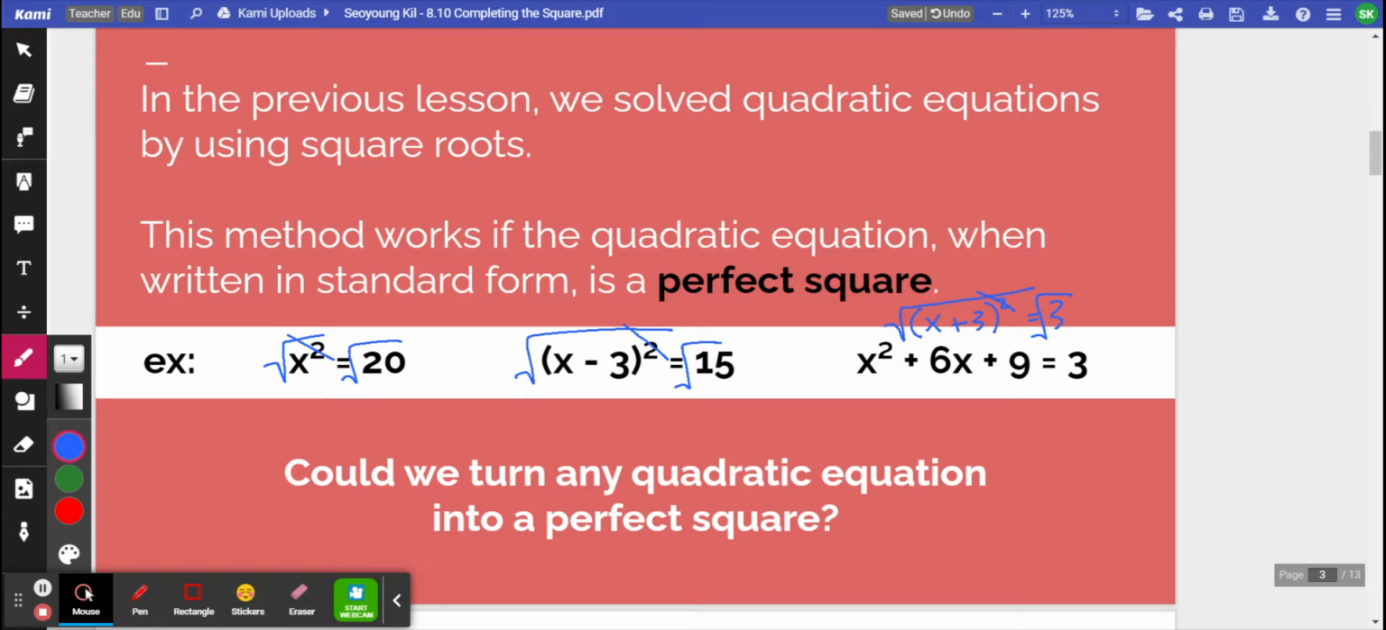But not all quadratic equations are perfect square trinomials. And we can only use the square rooting method if it is a perfect square trinomial. So, is there a way we can turn any quadratic equation into a perfect square trinomial? Why, yes, there is. And that's what you're going to learn to do today.